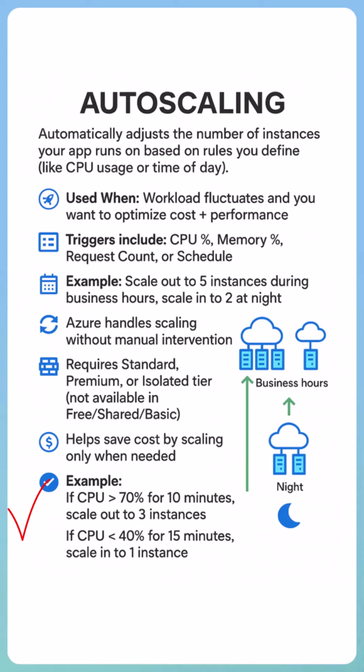And we also need to configure a scale in rule to decrease the number of instances. For example, if the CPU percentage is less than 40% continuously for 15 minutes, then we can scale in to one instance. So finally, autoscaling can be configured using autoscale rules to optimize the cost.